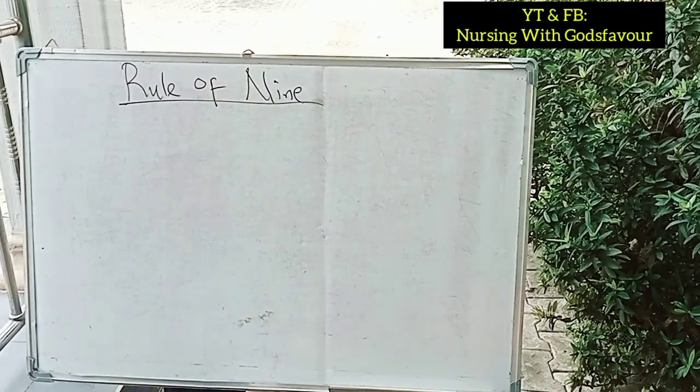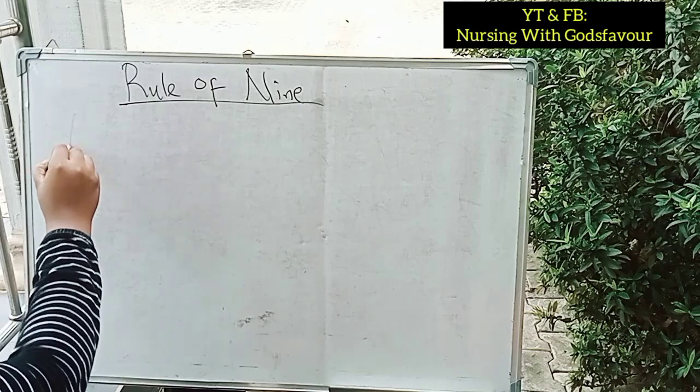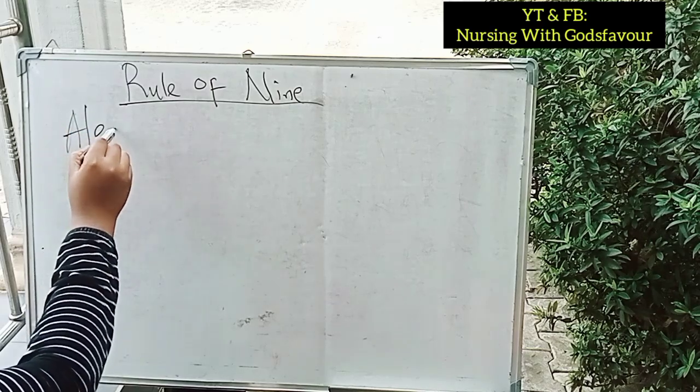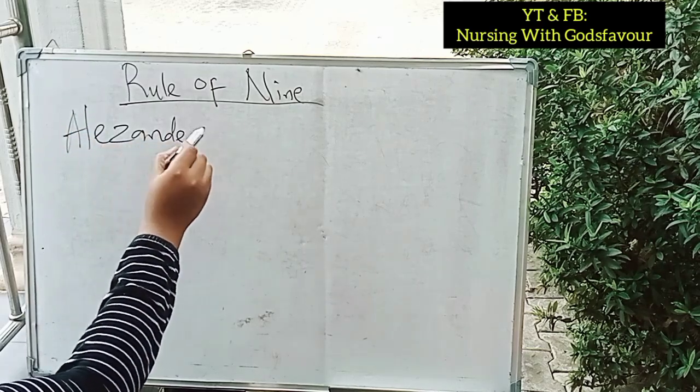This is a topic that is being taught in nursing school, and it's a topic that you will see in your exams. This is Nursing with God's Favor, and this topic is in every nursing school curriculum, so you should expect that you will come across this in your exams or even after becoming a nurse. This rule of 9 was discovered by a man called Alexander Wallace.